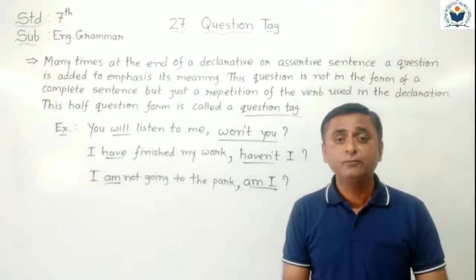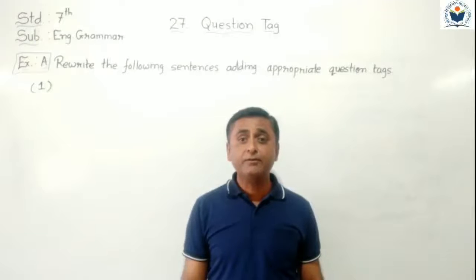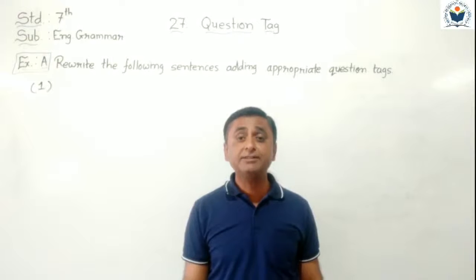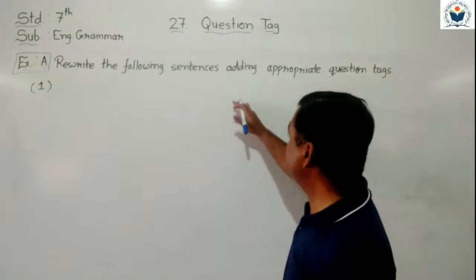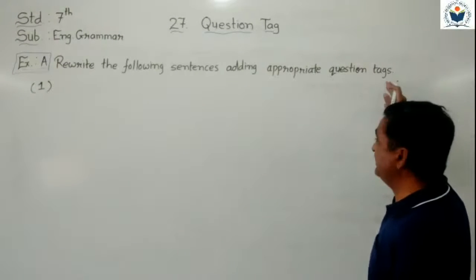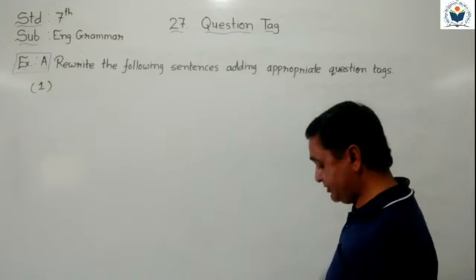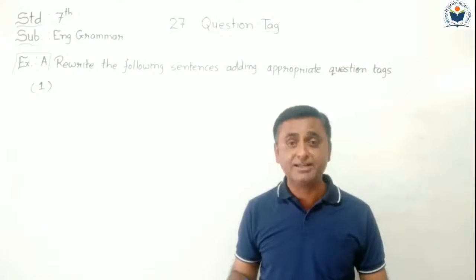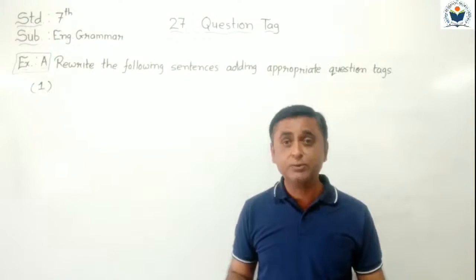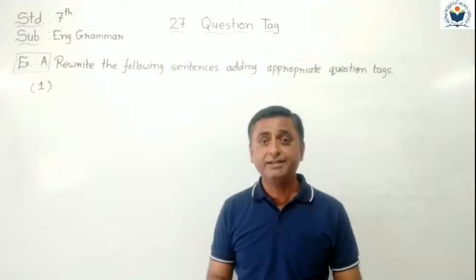Now based on that, we have to do a little exercise. Now student, based upon our learning about question tag, we have to do one exercise. Exercise A. Exercise A's heading is given here: Rewrite the following sentences adding appropriate question tags. So open your grammar textbook to page number 88, exercise A. I see the question sentences from the textbook and I complete the answers here on the board. You have to complete all the answers as I have written on the board.